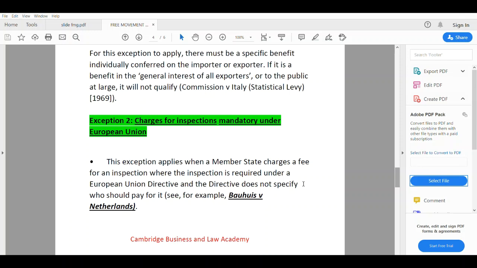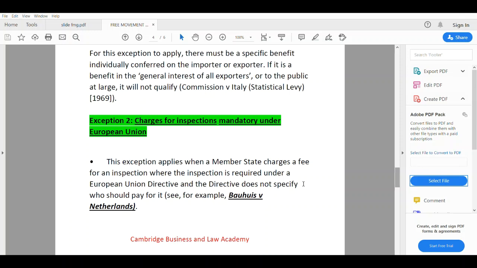The charge is lawful under this exception if the member state is not going beyond what is obligatory under the directive, and the directive itself does not say who is to pay for the test. And finally, the amount charged must be based on the actual cost of carrying out the test, which is required by EU law. These three requirements were provided in the case of Belgium v Netherlands.